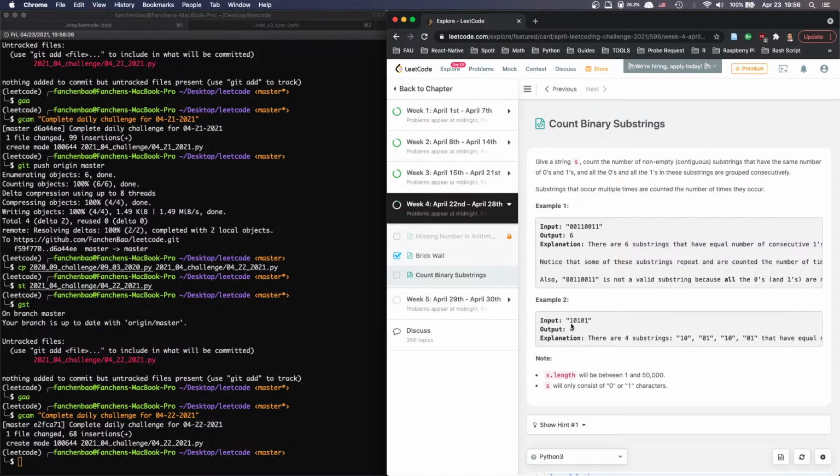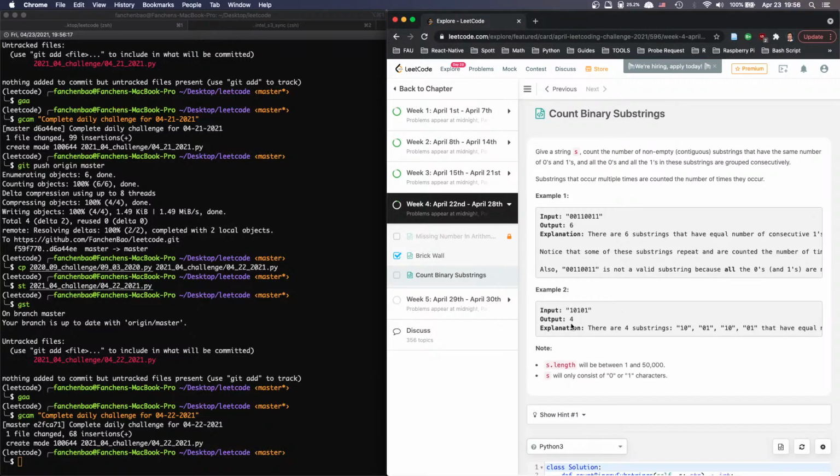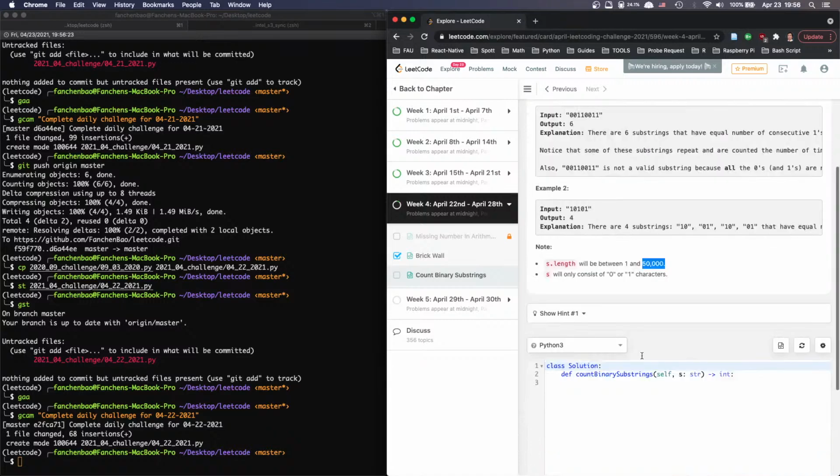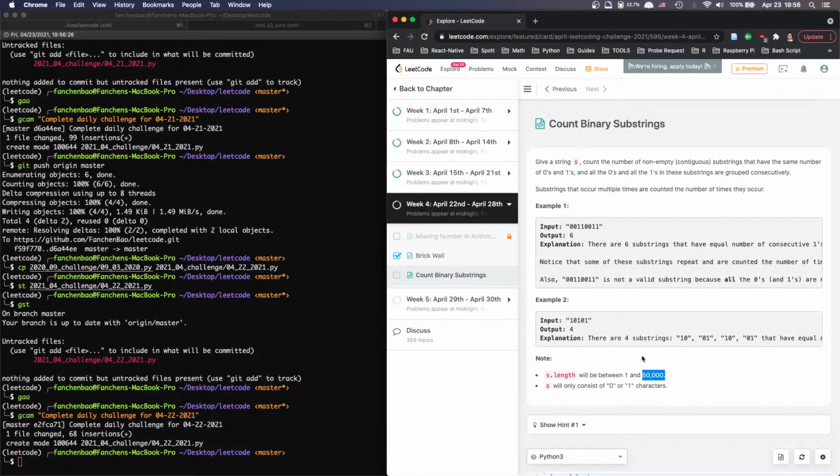So we have 1, 0, 0, 1, 1, 0, 0. Okay. We'll have a hint, which we'll use if we cannot figure this one out. All right, let's use the first example. It has to be consecutive. So the same number of zeros and the same number of ones, and they have to be consecutive.